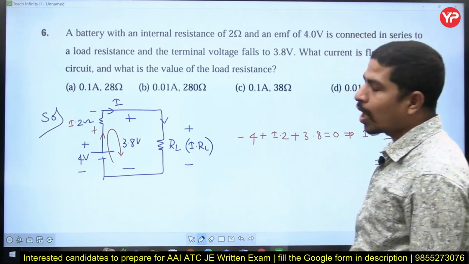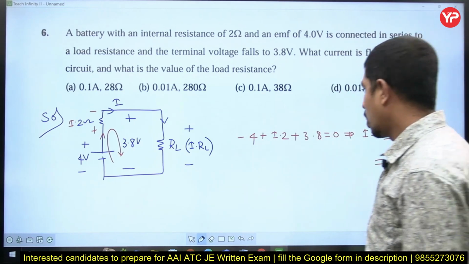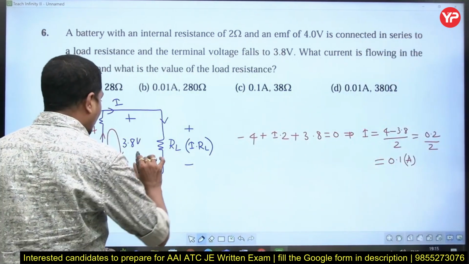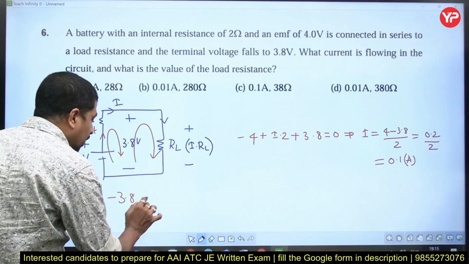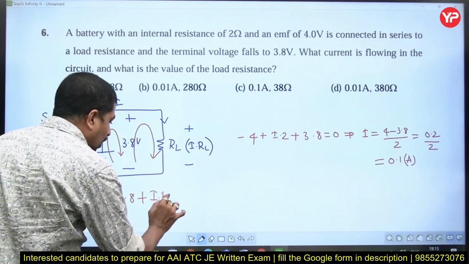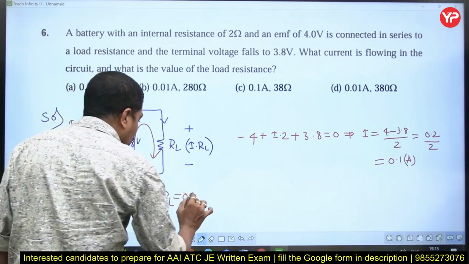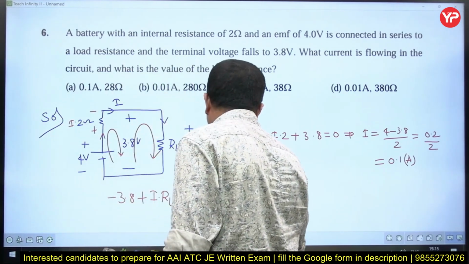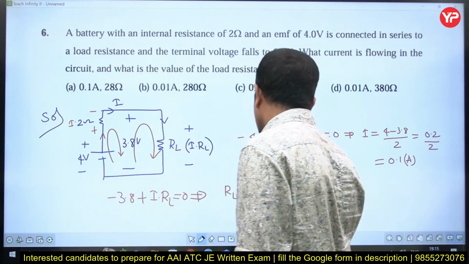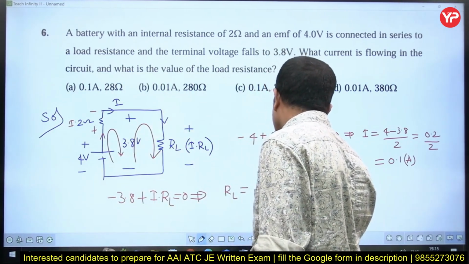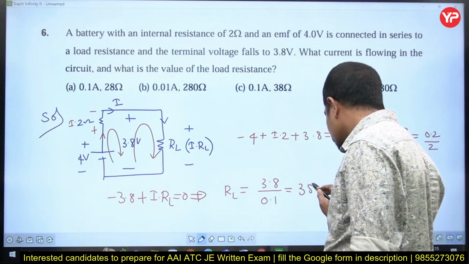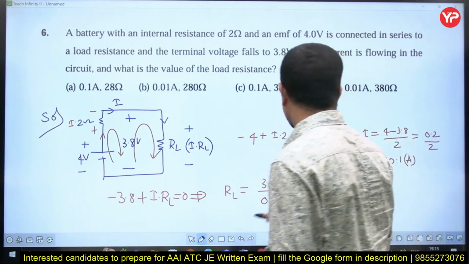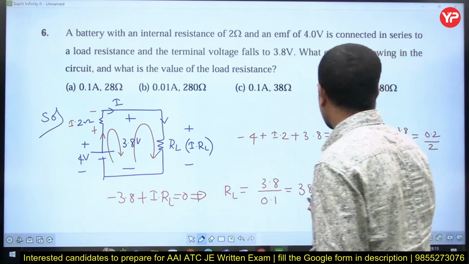I is what? 0.1 ampere. Now tell me, I will write a KVL for this loop. Then what do I get? Minus 3.8 plus I into RL is equal to 0. So from this, RL is equal to 3.8 divided by I, which is 0.1. Therefore, this is simply 38 ohms. So 0.1 ampere and 38 ohms.